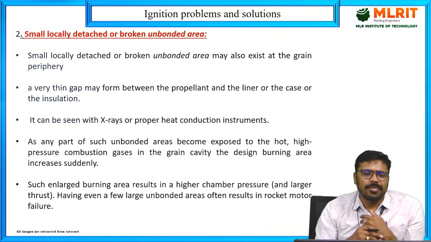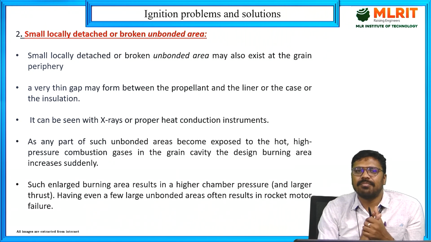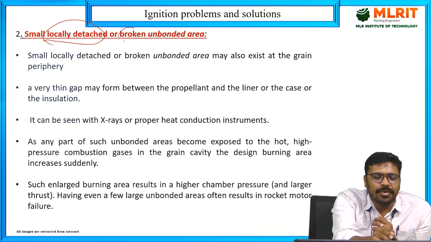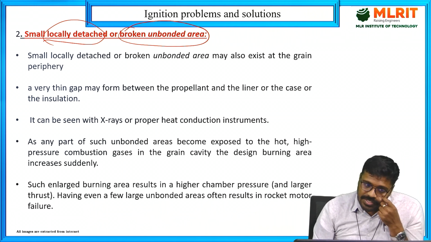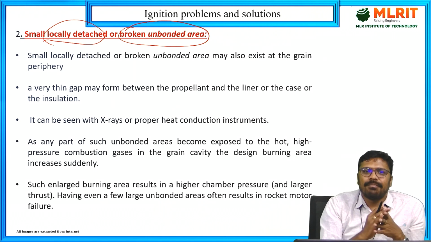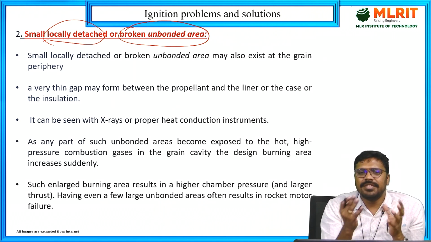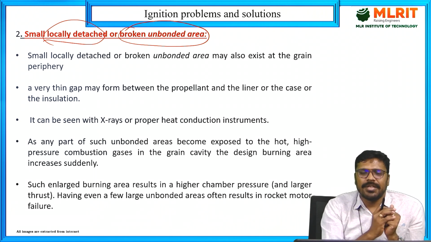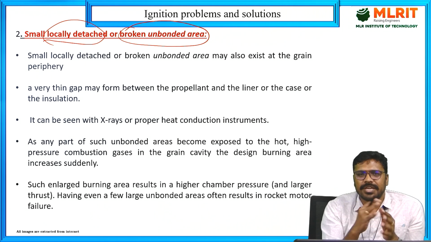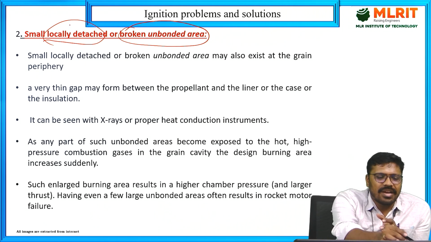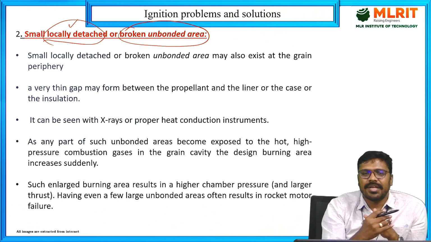Next is a small locally detached or broken unbonded area. So what happens? This happens because of mistakes made while manufacturing the propellant grain, while mixing the binder with the powder material. If the powder material and binder are not mixed proportionately, then these types of failures occur. Locally detached surfaces and broken unbonded areas happen.